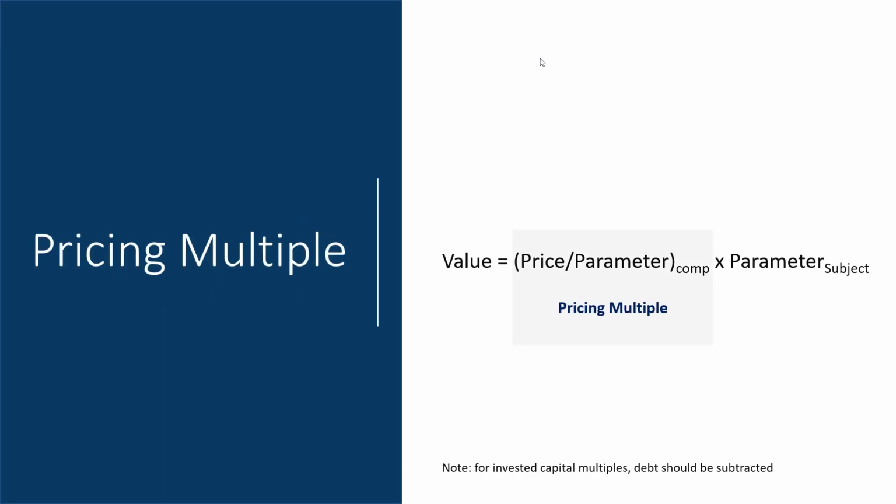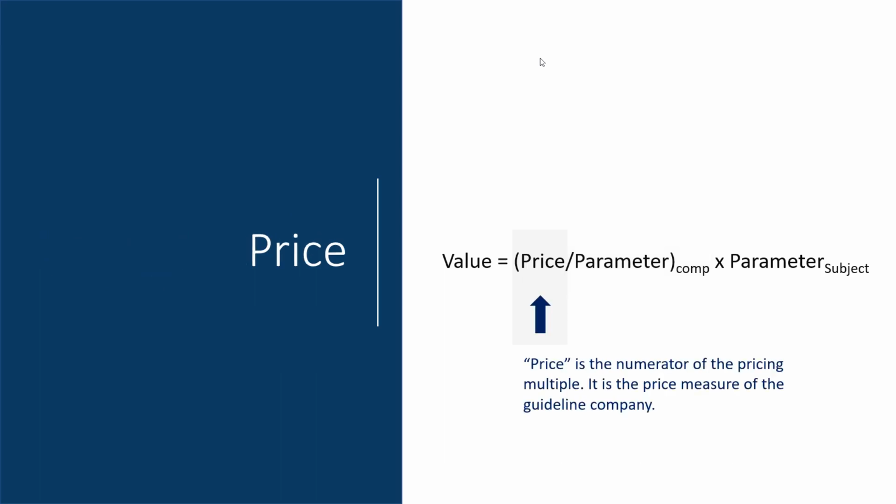The first is to consider the pricing multiple. The pricing multiple consists of the price of the comparable transaction. It could also consist of the median value of a set of data, or it could be the average of a set of data.